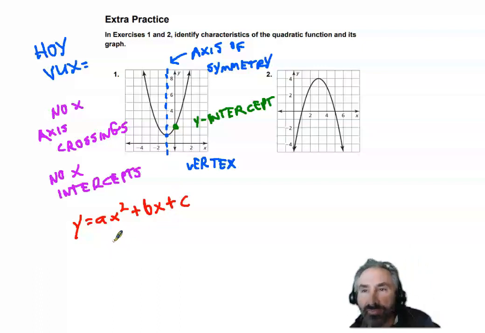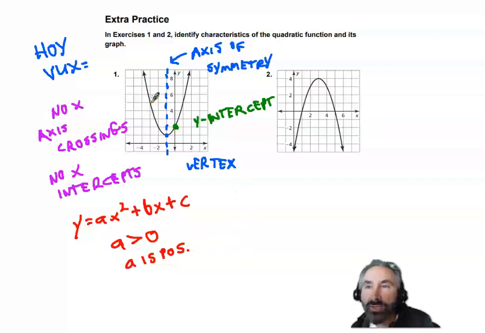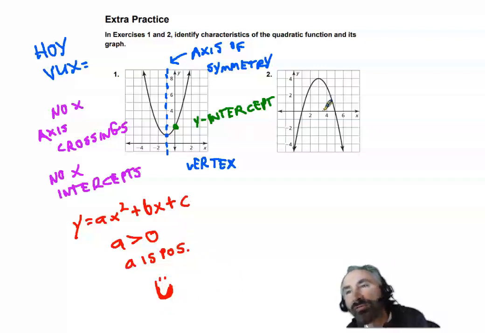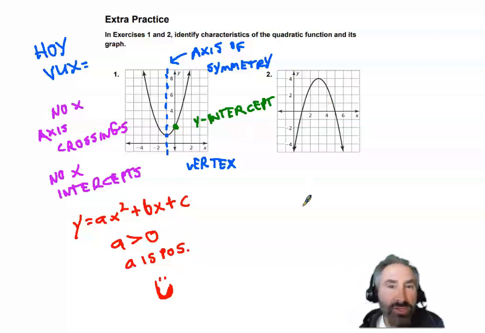I believe for graph number 1, A is going to be greater than 0, and that means A is going to be positive. And in general, I want to point something out to you. This particular graph in number 1 is kind of like a smiley face parabola. That's a terrible parabola, but you kind of get the idea. If we have a smiley face parabola, then our A has a positive attitude. On the other hand, if we have a frowny face parabola, then our A is going to be negative.